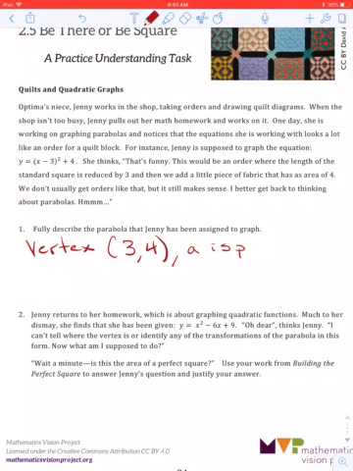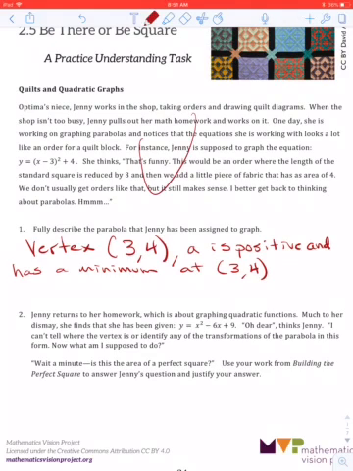Let's see, A is positive, and it has a minimum at (3, 4). So picture this parabola with a positive A value, and this is (3, 4). So this is a minimum. If it was negative A, it would be a maximum.